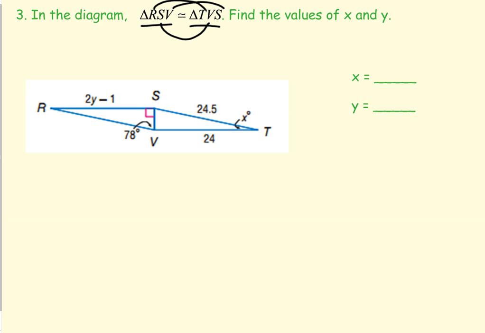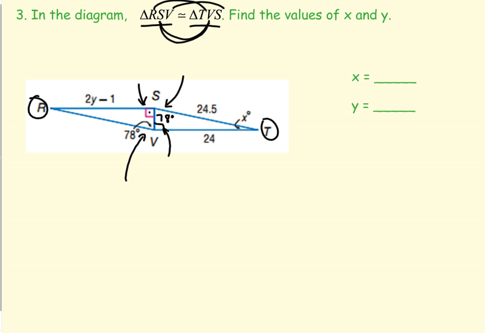So here's what that means. R and T are corresponding. Now here's what it means next one. So you see how you have S and V? That means this angle S matches up to this angle V. So that means since this one's 90, this one's also 90. And lastly, I've got this angle V matching up to that angle S. So that makes that 78 degrees.